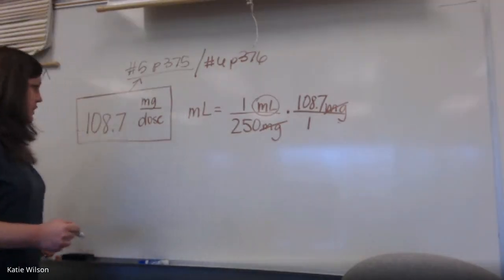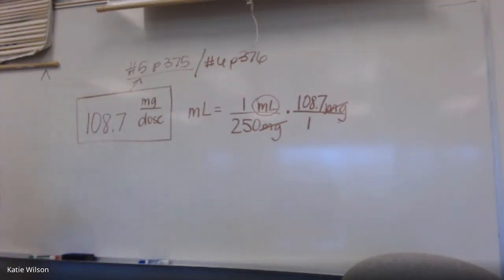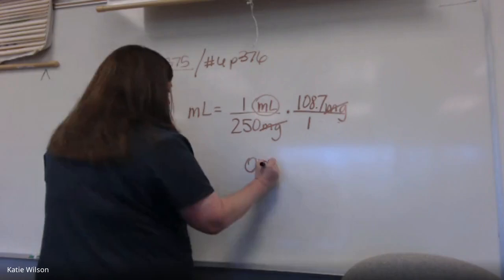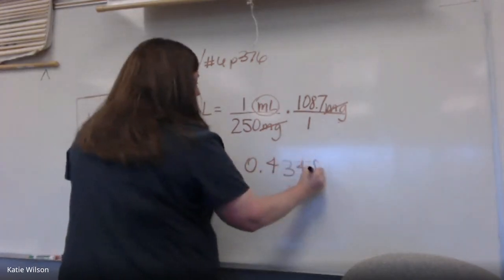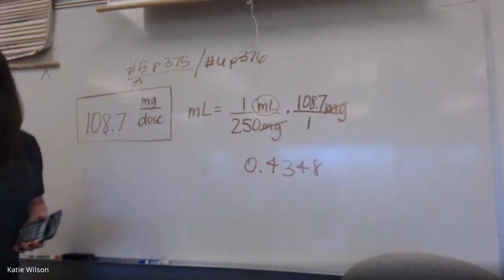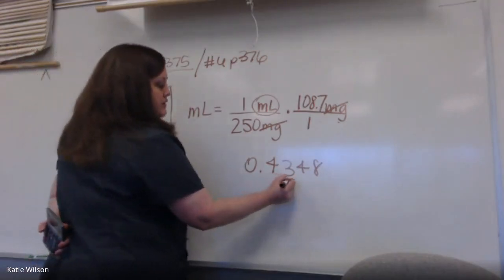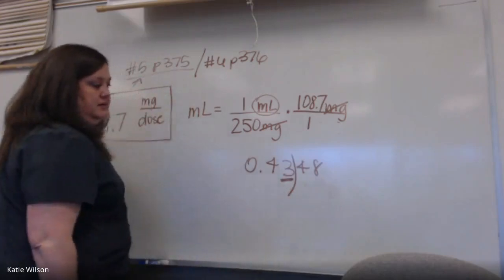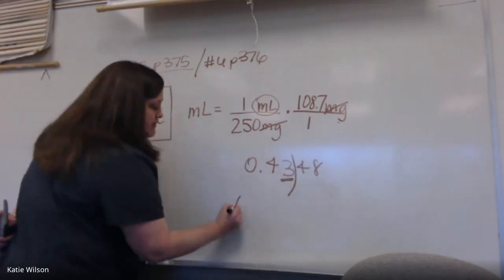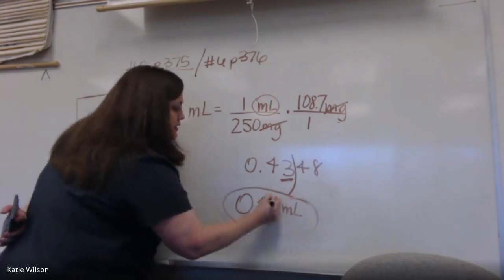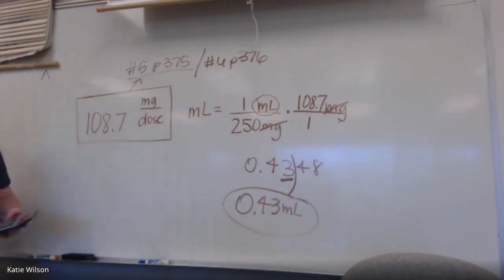Okay. So 108.7 divided by 250, and I got 0.4348. Did it tell us to round to the 10th or the 100th? 100th. Here's the 100th spot. 4 is to the right of it, so my final answer is 0.43 milliliters. So that's how much I'm going to administer to my child.